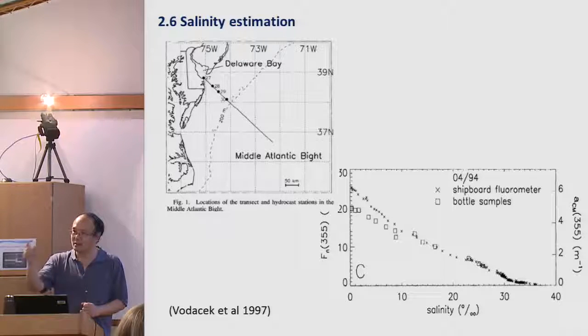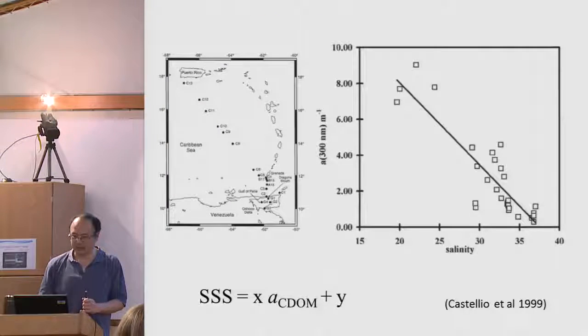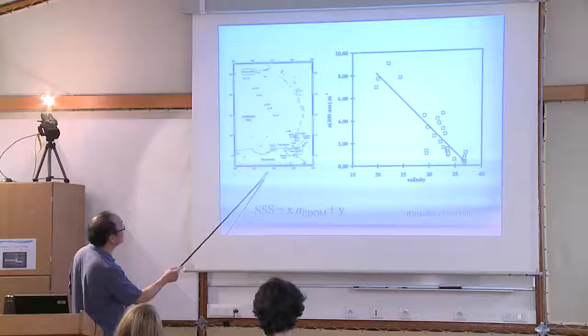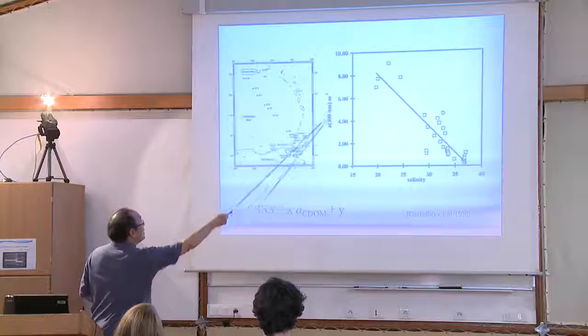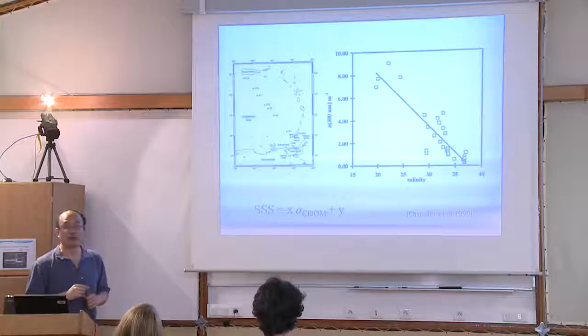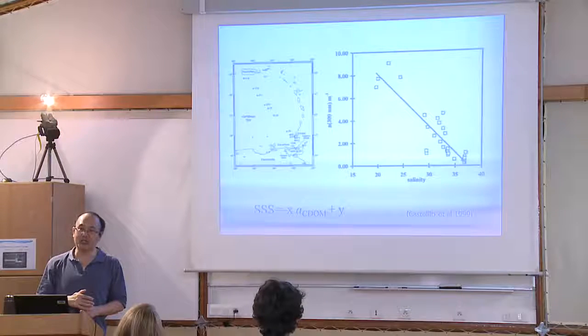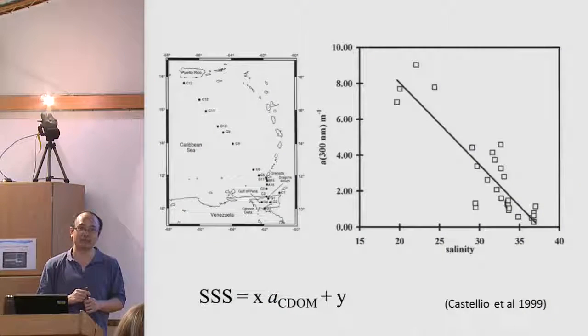Not getting into the sinking or suspension or mixing in the upper water column. Here's another example showing the salinity, in the Caribbean Sea. You can see salinity and absorption at 300 nanometers, where generally they have a good linear relationship because of the conservative mixing.